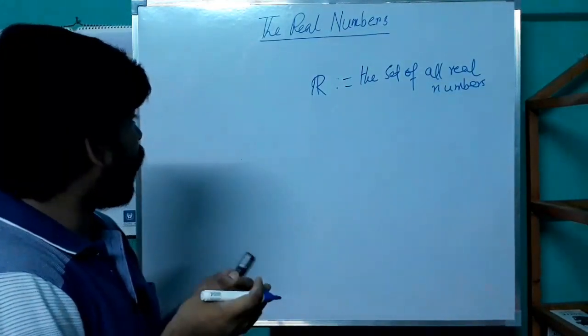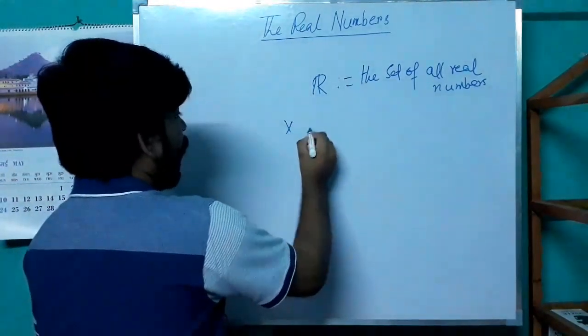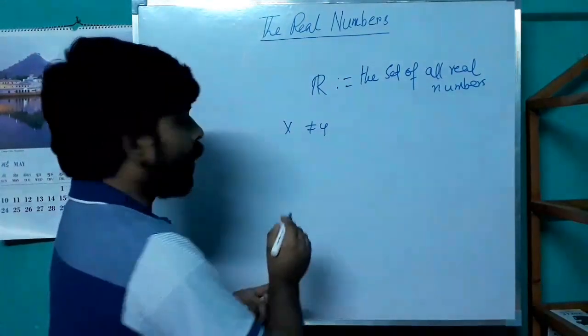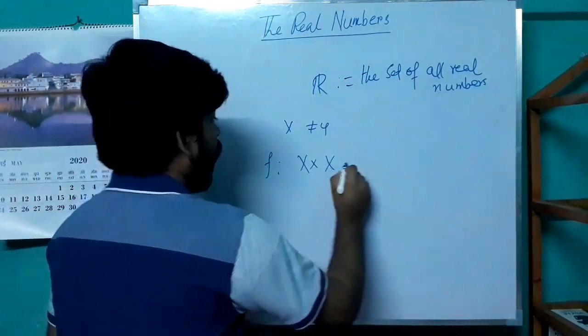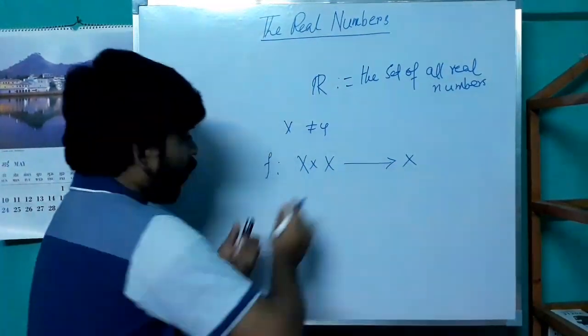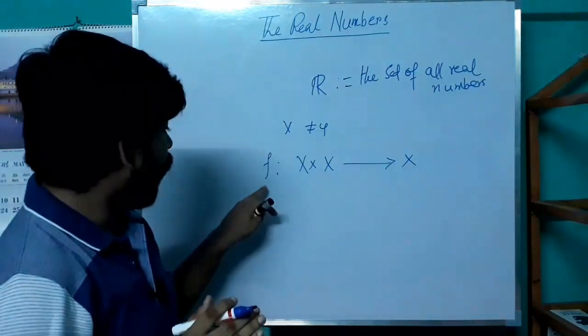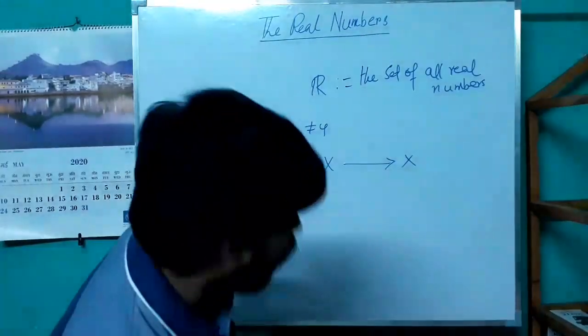Now we will define a binary operation on a set. Let X be a non-empty set. By a binary operation we mean a function f from X cross X to X. So binary operation is nothing but a function f from the set X cross X to X.